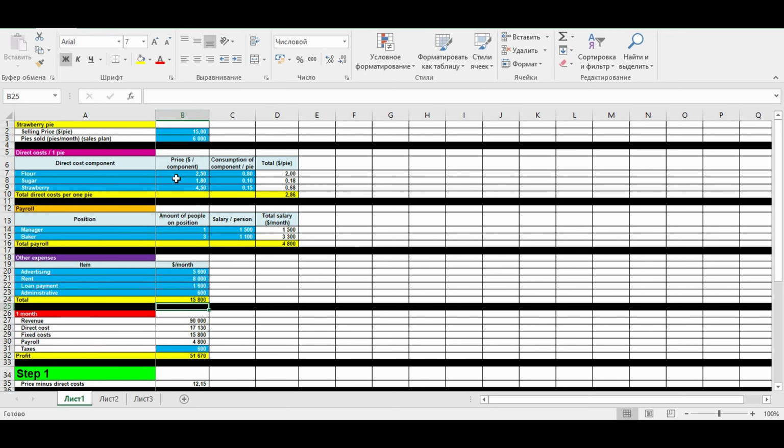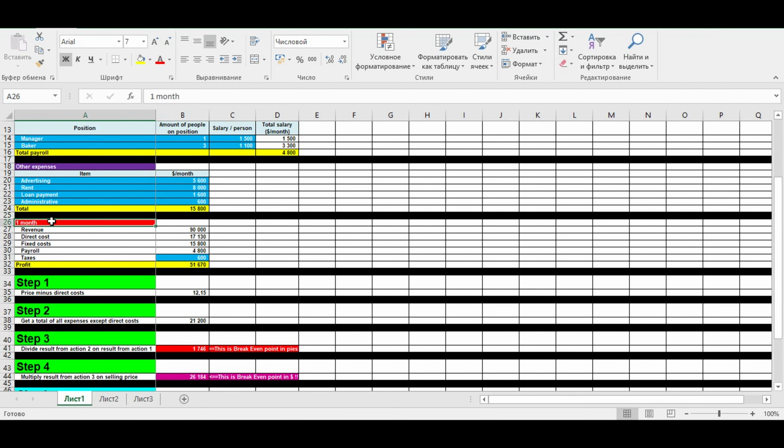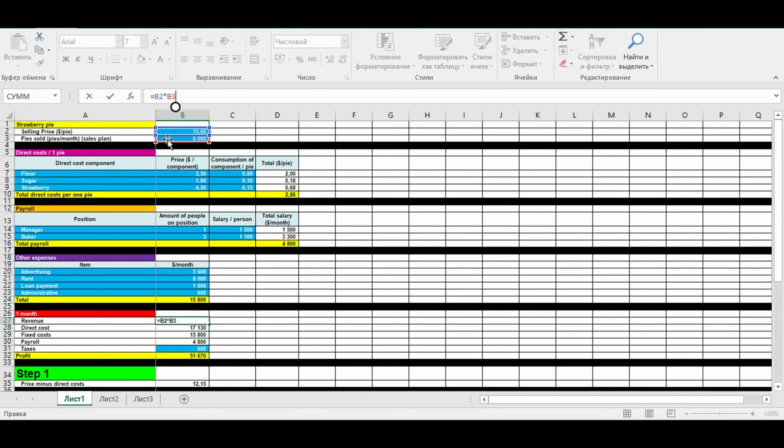Now it's time to calculate the monthly profit. Here we have the revenue, pies sold multiplied by the selling price. Direct costs, the direct cost of 1 pie multiplied by the sales plan. Then we have total fixed costs. We take it from here. Then we take the total of your payroll from here.